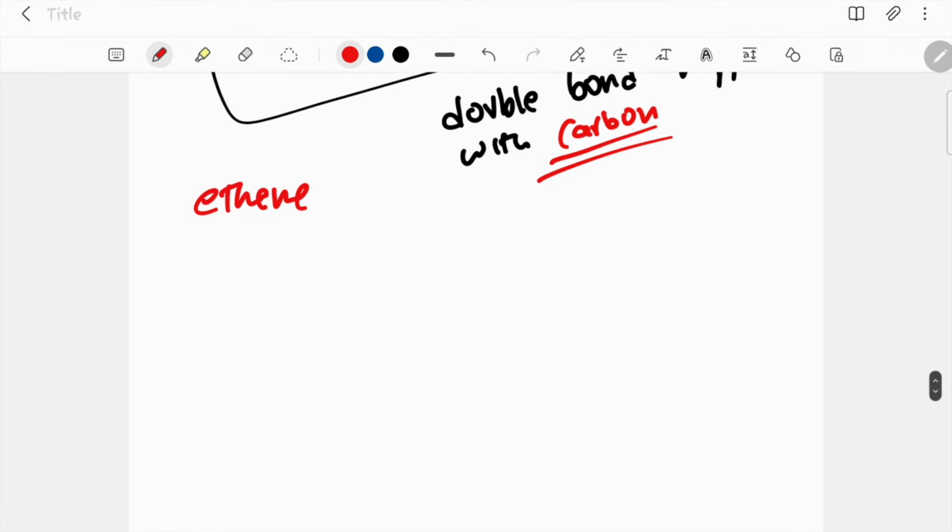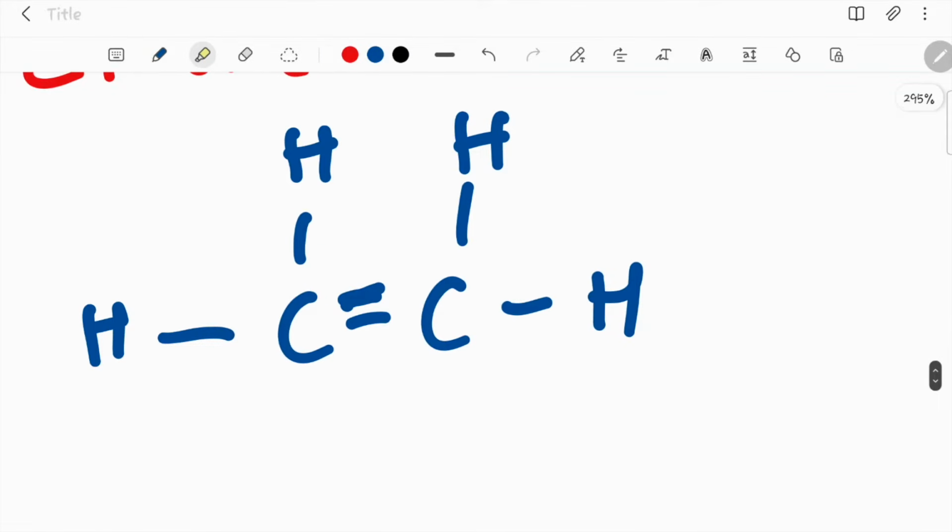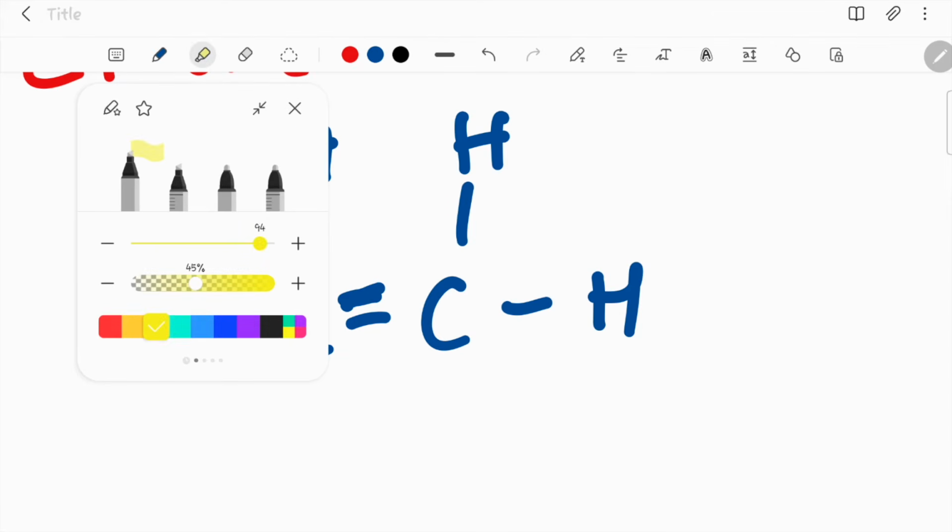So how do I draw this? To draw this, two carbons, but this will have a double bond. This will have a double bond, and then there will be an H here, H here, H here, and H here. 4 H's. Now what you need to understand is, if I zoom into this molecule here, okay? This is ethene, right? And if I just quickly show you something, right?